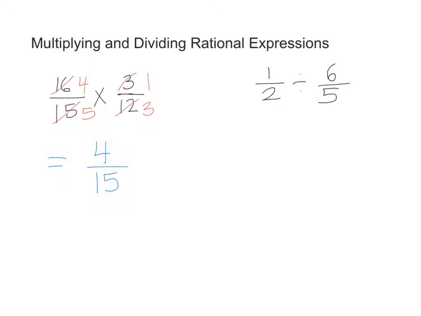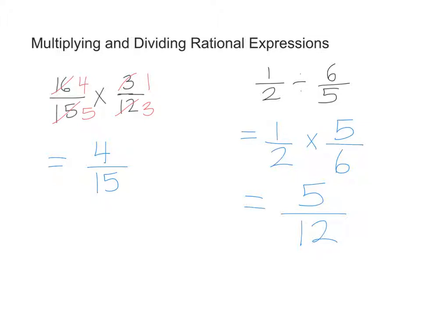Then for dividing, 1/2 divided by 6 over 5. Remember, we need to do 1/2 multiplied by 5 over 6. Anything that can be reduced? No. So we'll just do 1 times 5 is 5, and 2 times 6 is 12.